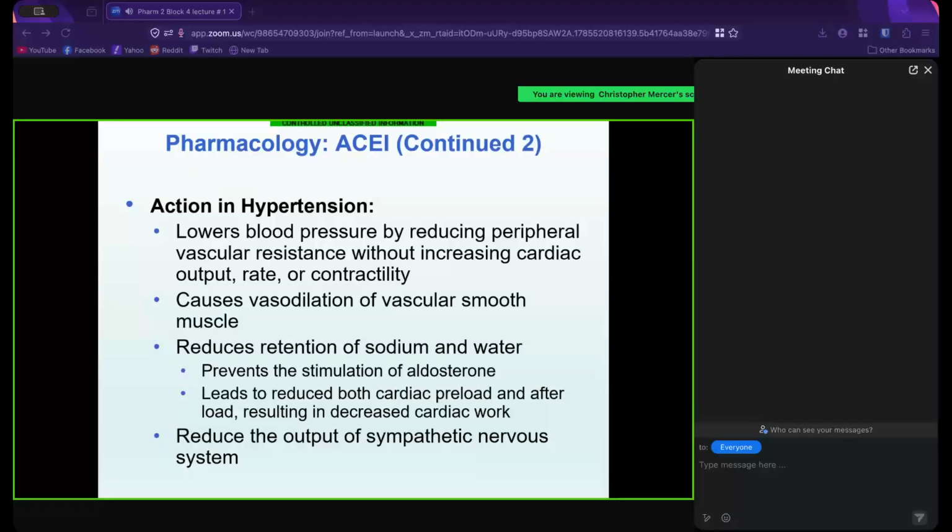But we're not getting any heart-specific changes when it comes to heart rate or the force of the heart contracting. So ACE inhibitors reduce preload, they reduce afterload, and they reduce cardiac work. That's the reason that you saw the little asterisks and the stars, because of those actions. That's why they are important to the drug classes that are utilized in heart failure.